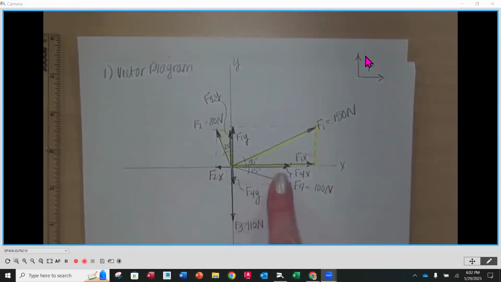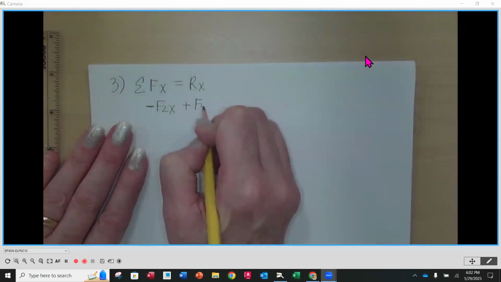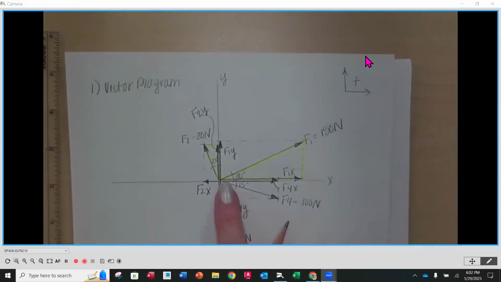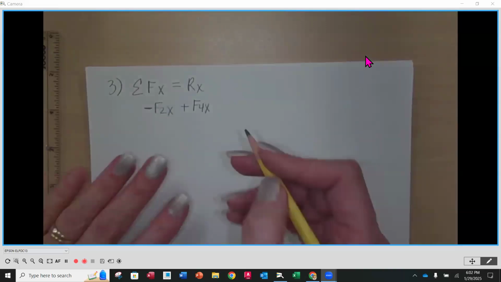Now I'm going to look. I've got an F4X going to the right. I'm going to add that in. So that's going to be a plus F4X because it's going to the right. And then I'm going to have a plus F1X because it is also going to the right.